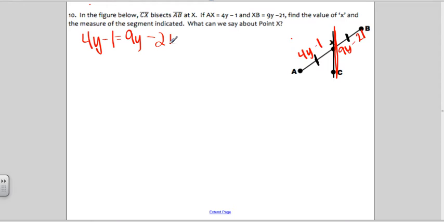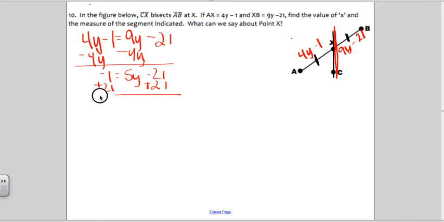Now this is an equation I need to solve, so I'm going to subtract 4y. So I have negative 1 equals 5y minus 21. Then I need to add 21. When I add 21, I get 20 equals 5y. Divide by 5, so y equals 4.